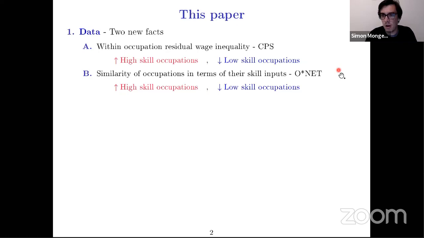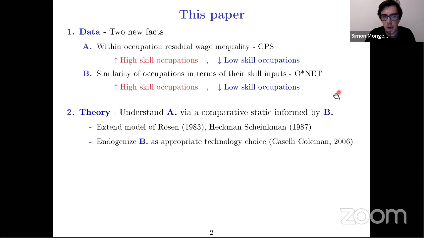So we're going to do some theory. The theory is going to help us understand this differential trend in within occupation inequality by our comparative static, which is tightly informed by this second new fact regarding the similarity of occupations. We're going to extend some work by Rosen and Heckman and Scheinkman in the 80s. It's going to be particularly useful for thinking about these facts together. The main exercise is going to be a comparative static that represents the second fact, and we'll get the first fact out of that comparative static.